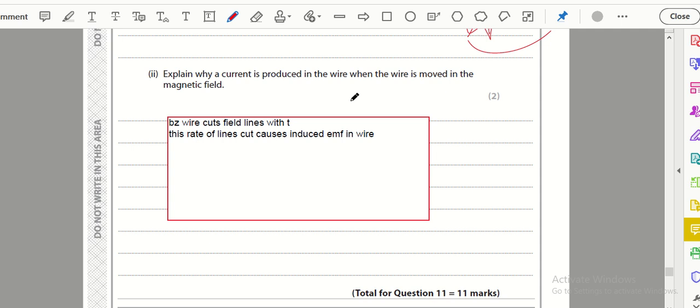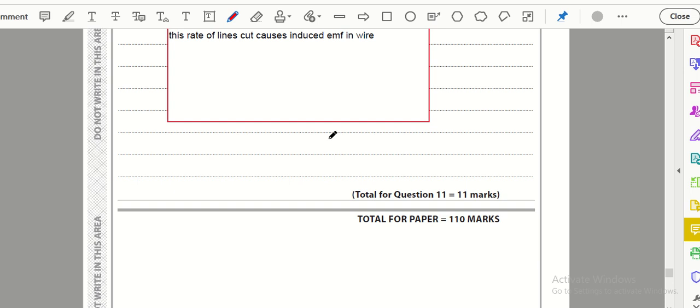Explain why current is produced in the wire when the wire is moved in a magnetic field. Because the wire cuts field lines with time, so there is a rate of change of magnetic field lines cut. This rate of change causes an induced electromotive force in the wire.